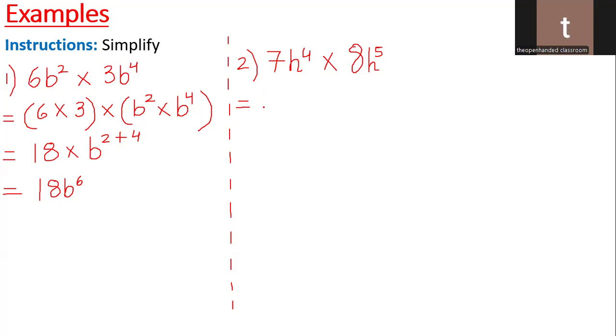Multiply 7 times 8. Very good. We do 7 multiplied by 8. It's 56, and we add the powers. 4 plus 5 is 9. So the answer would be 56. So we do h to the power of 4 multiplied by h to the power of 5. So we group them, right? The first thing we do is we group them. That's good. And then we multiply 7 times 8, which is 56.